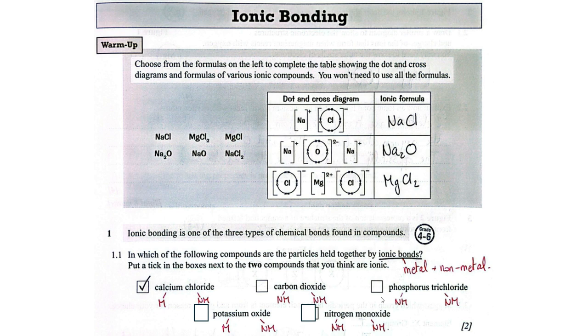Potassium oxide. Potassium is a metal. Oxygen is a non-metal, so those are going to form ionic bonds. And nitrogen monoxide. Nitrogen is a non-metal. Oxygen is a non-metal, so no ionic bonds. So only calcium chloride and potassium oxide are going to form ionic bonds.